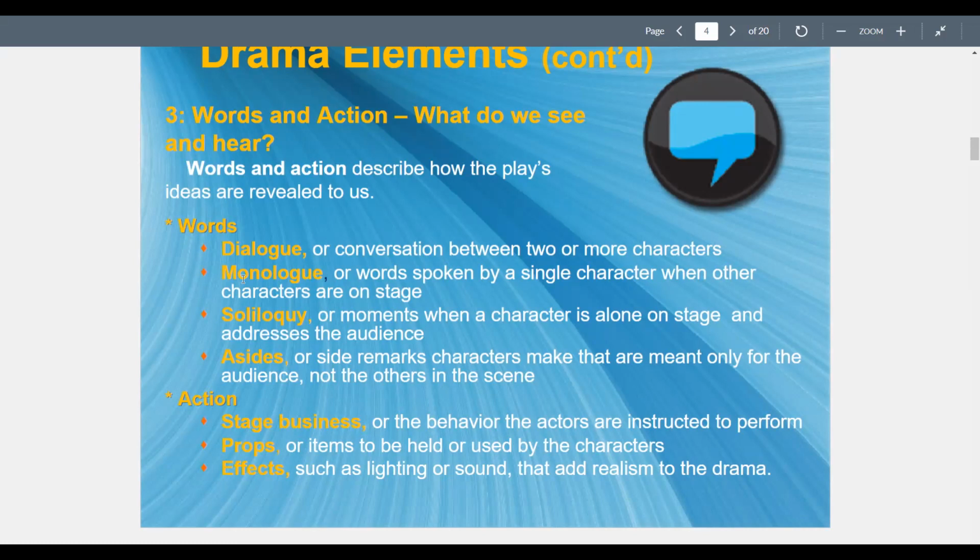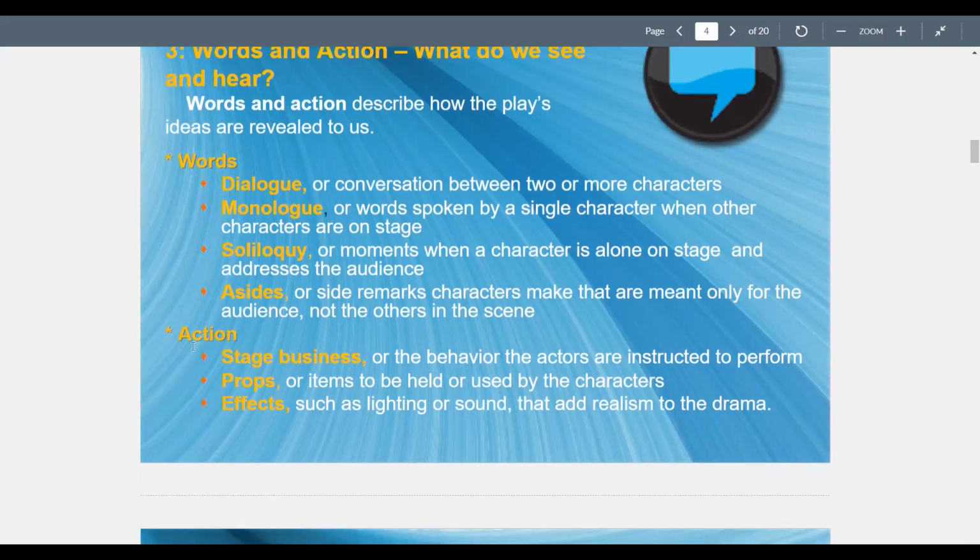Asides are going to be side remarks that characters make that are meant only for the audience, not the others in the scene. These ones do break the fourth wall because they're making these asides, and it's not just, oh, a thought they have in their head that they're vocalizing for the benefit of the audience. It's them actually addressing the audience in this case.